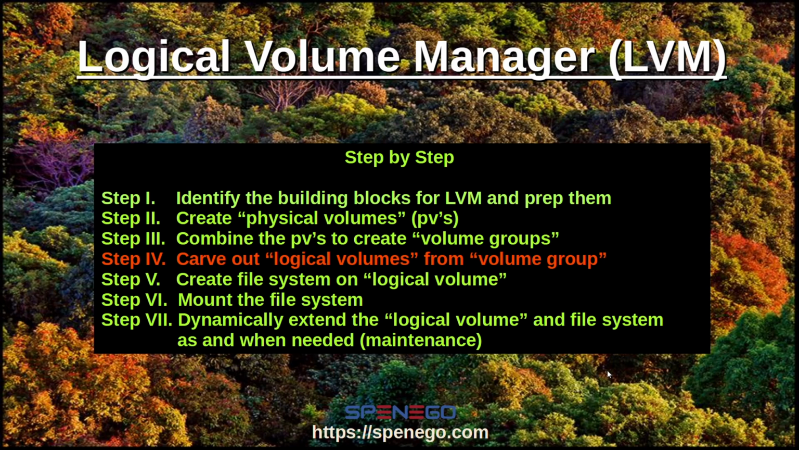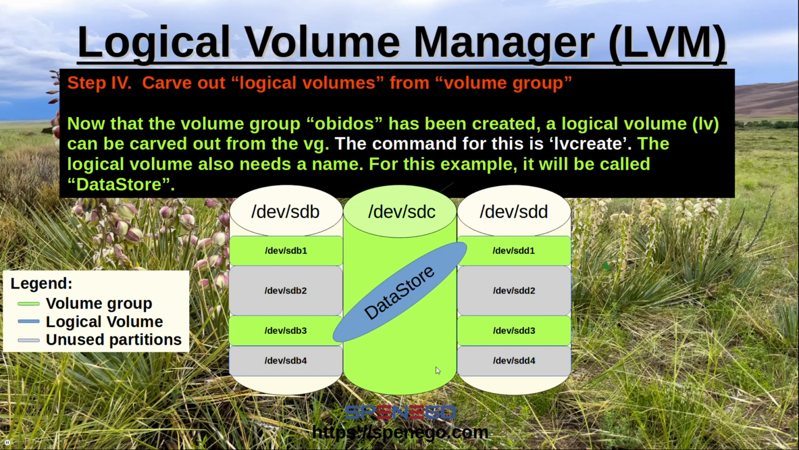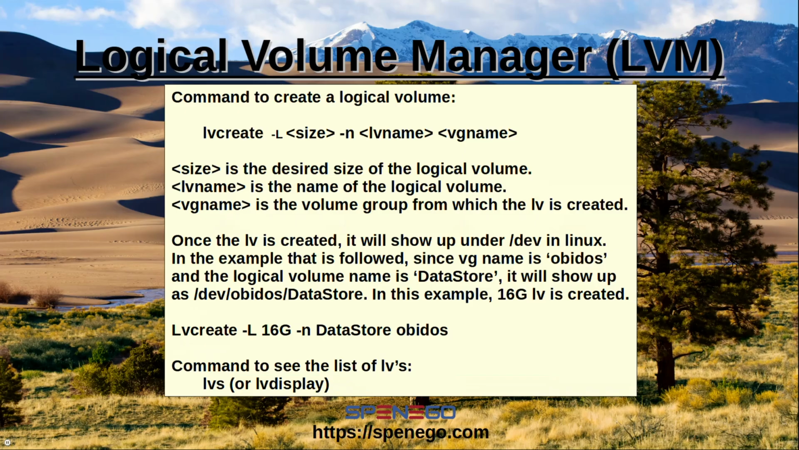To create a logical volume from a VG, the size and name of the LV must be specified. The LV in this example will be called datastore, and the initial size will be 16 gigs. The command for creating LV is lvcreate. The size and name are specified using -L and -n arguments.